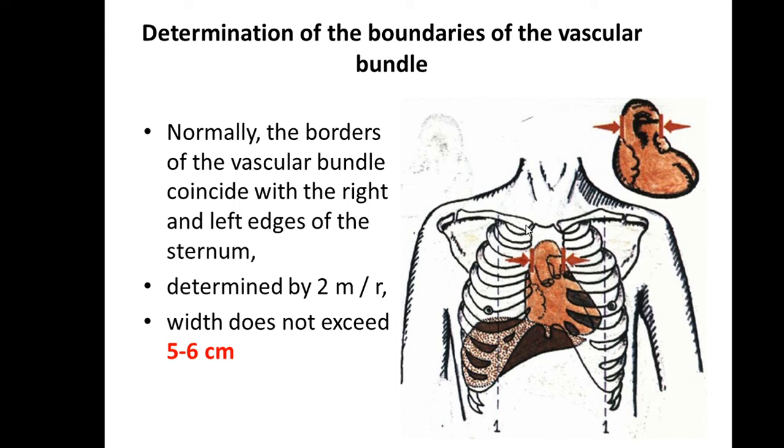And what does vascular bundle mean? The vascular bundle includes three types of vessels. First is the aorta, second is the pulmonary artery, and third is the superior vena cava.